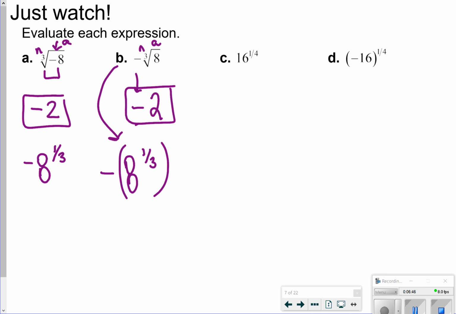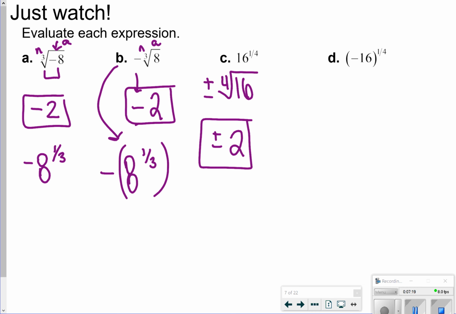For letter C, this one is written in a different way, and so you would maybe want to rewrite it. I always like to rewrite them as this. 4 is equal to n and 16 is equal to a. That number is going to give us a 2. Noticing also, since n is even and a is greater than or equal to 0, we can also say it's positive or negative.